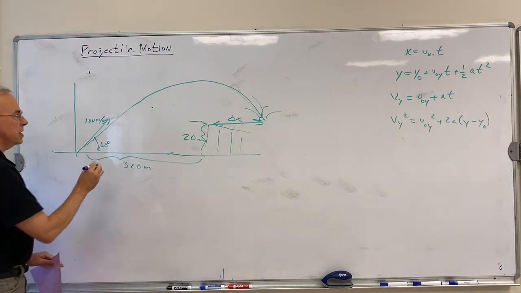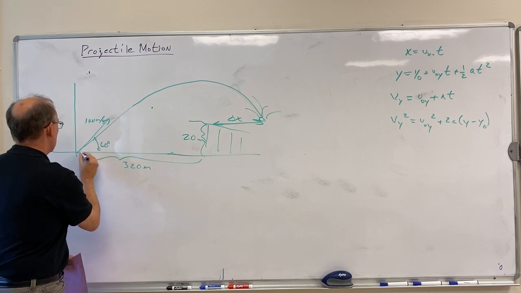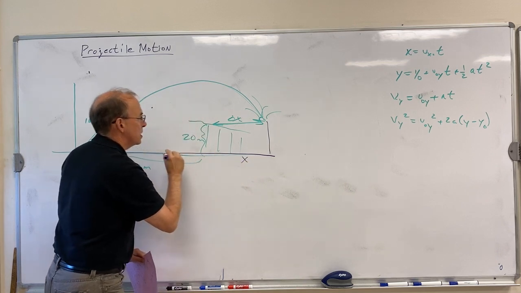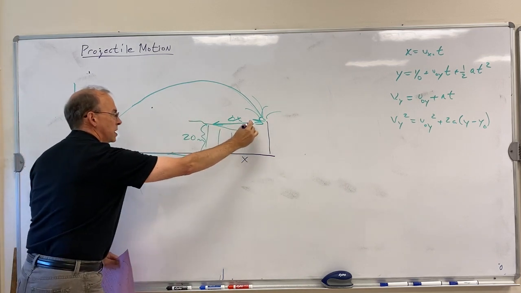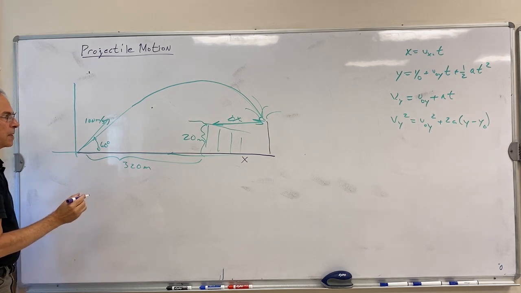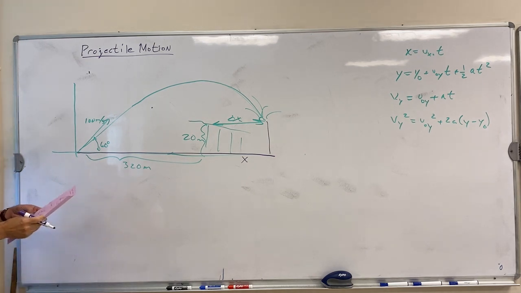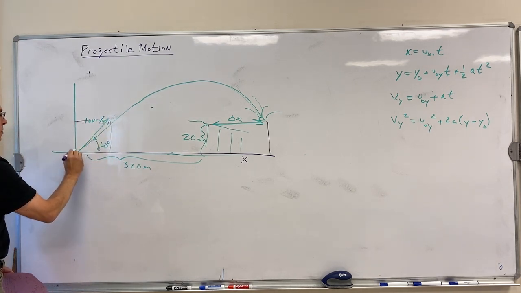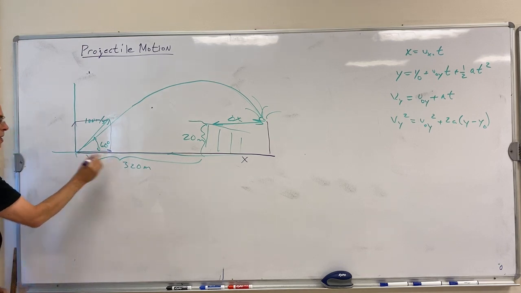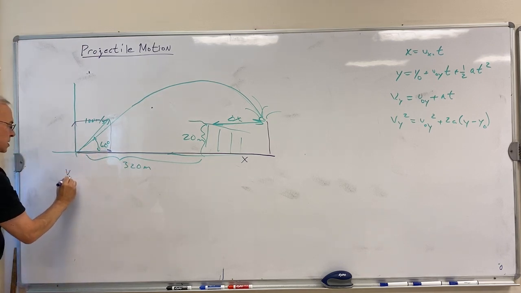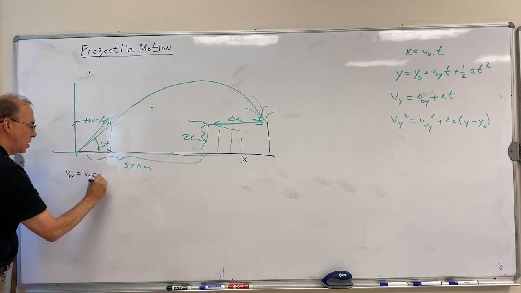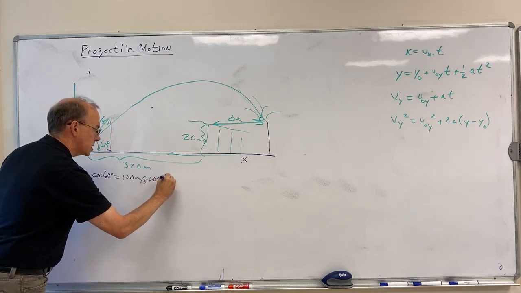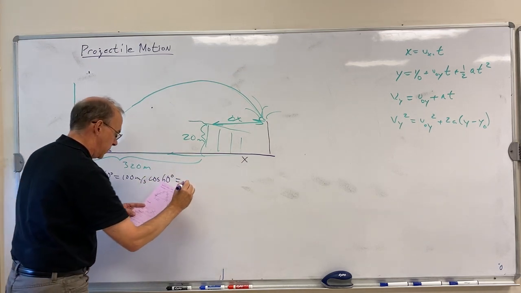So what I need to find is x. So this is x. So x minus the 320 will be this delta x. To start with, always find the components, the initial components of the velocity. Anytime you're doing a projectile motion problem, just assume you're going to need those. So v0x is v0 cosine 60, is 100 meters per second cosine 60. That is 50 meters per second.